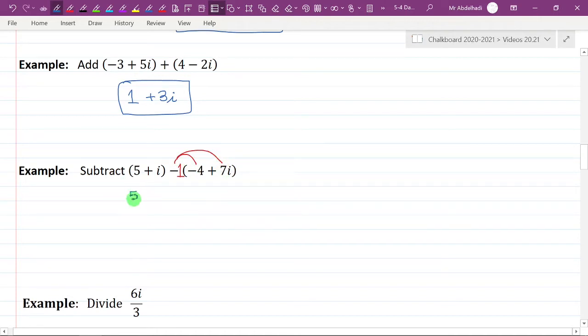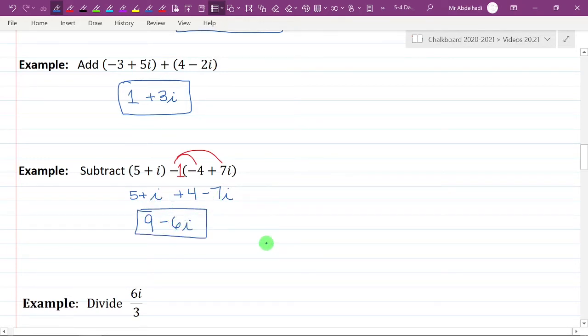Now you have 5 plus i. When you distribute this negative, -1 times -4 is now +4, and -1 times 7i is -7i. And now that you've done that, you just combine like terms, but you need to distribute the negative. So if you're subtracting, distribute the negative to the second set of parentheses. Now, where are like terms here? We have 5 and +4, which is 9. We have i minus 7i is -6i, and now we're done.